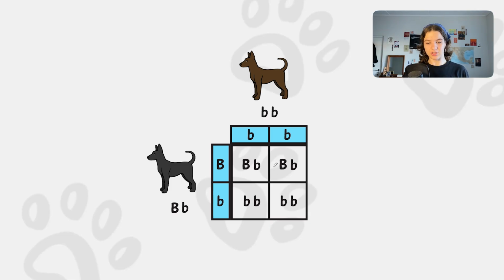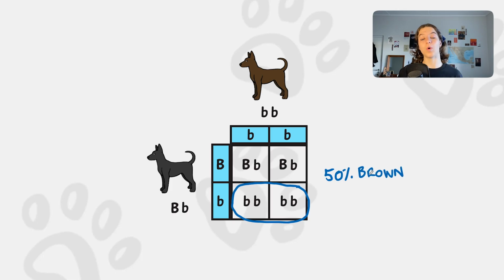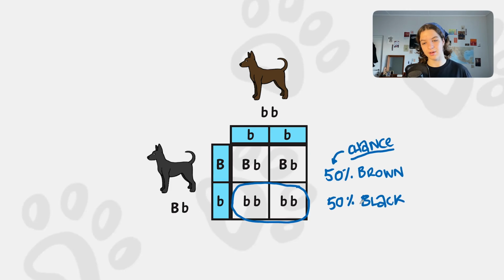And now we can look at it to make certain predictions. So I can see here that 2 of these 4 squares have these recessive brown pairs, which will create a brown coat. 2 out of 4 squares, that means 50%. What's really important to understand here is that this does not mean that 50% of the litter will be brown. Instead, what it means is that every puppy born into this litter has a 50% chance of being brown. And likewise, each puppy has a 50% chance of being black.